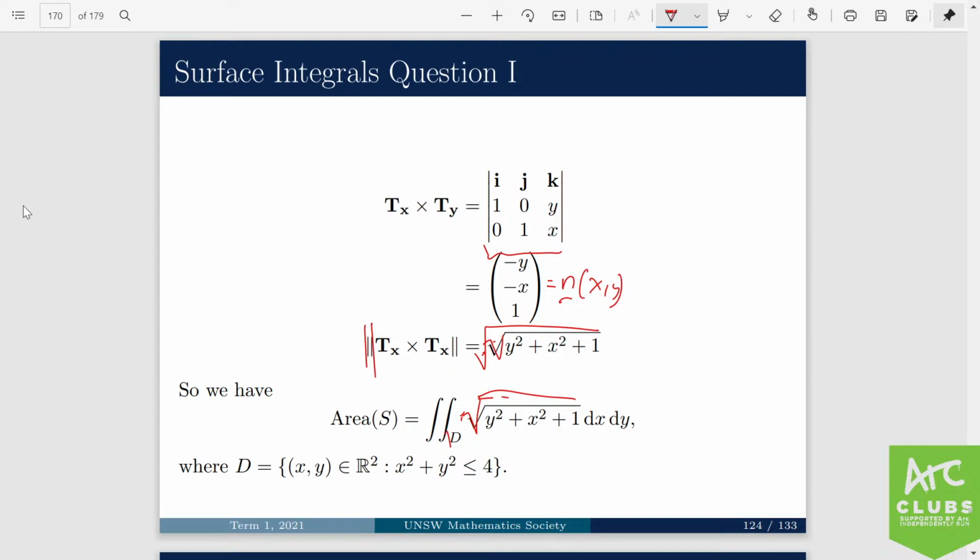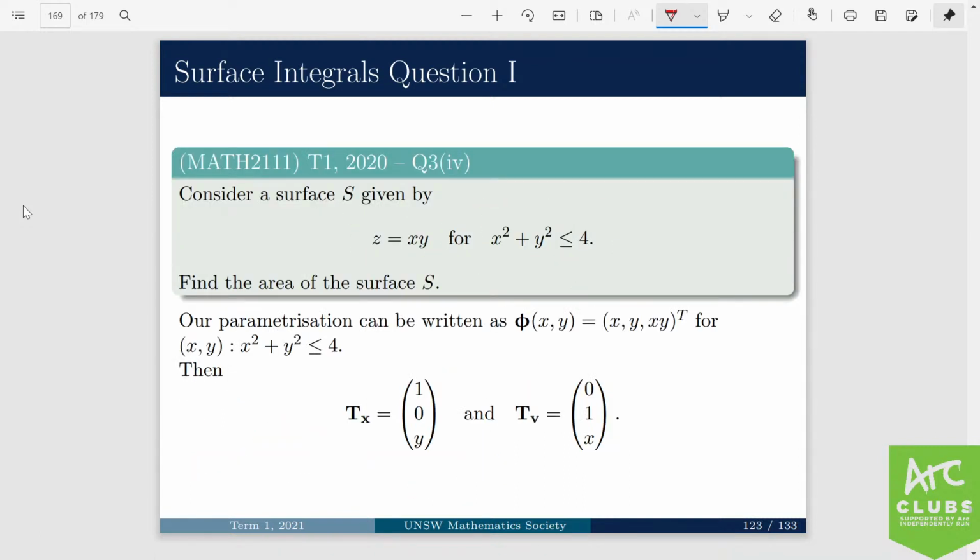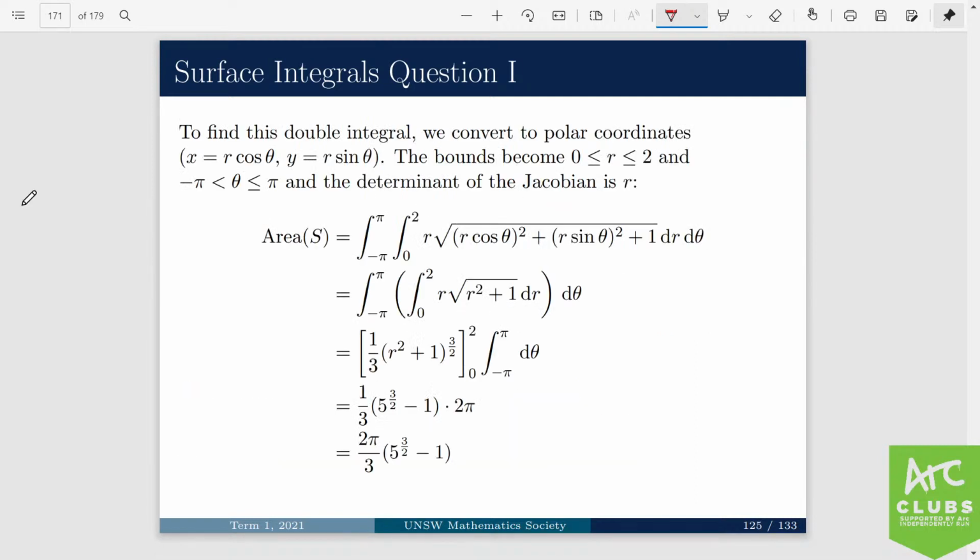Also, we have to remember the boundary D. You remember D is just the area inside the surface, so it's the area within this circle of radius 2. With circles, an easier way is to convert to polar coordinates. So we let x equal r cosine theta, y equals r sine theta. Then our bounds become r goes from 0 to 2 because our circle is of radius 2 and we want the area inside that. And theta goes from minus pi to pi because we want the full circle.